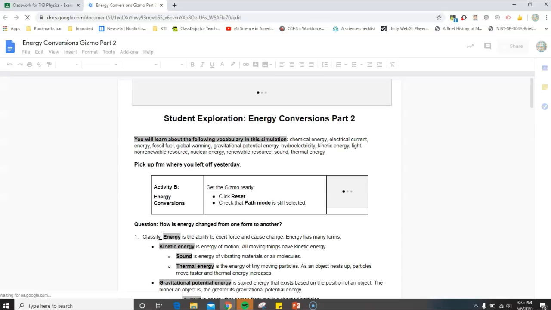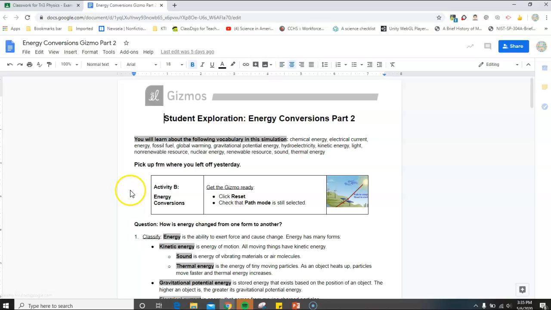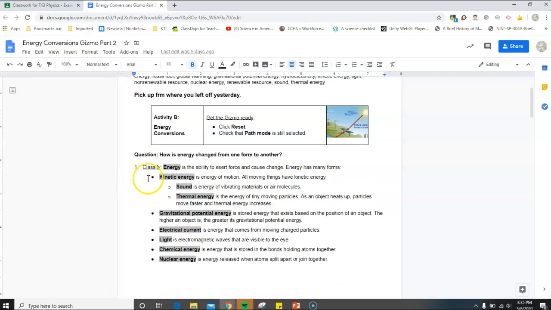So when you open up your document, it will look very similar to the document that you completed yesterday. So again, you follow the directions step by step. Today's notes document has some additional information on the types of energy that you're looking at, so you should have read about all of these in the simulation yesterday.